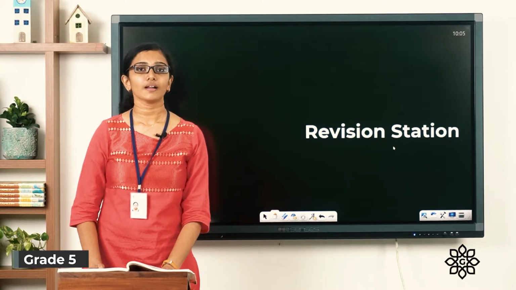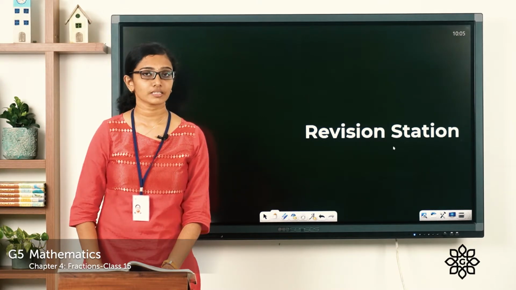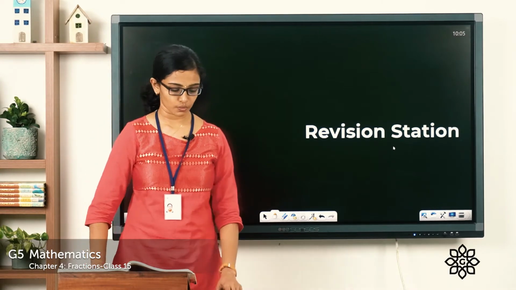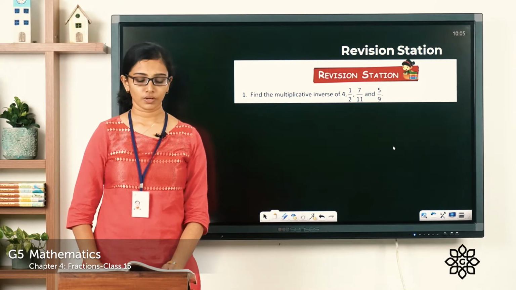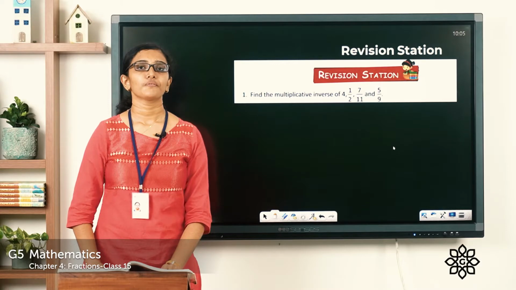So I hope you all are clear with the concepts we learned in chapter 4. So today we'll see the questions from revision station in page number 76 of your textbook. Let's see the first question. Find the multiplicative inverse of 4, 1 by 2, 7 by 11 and 5 by 9.